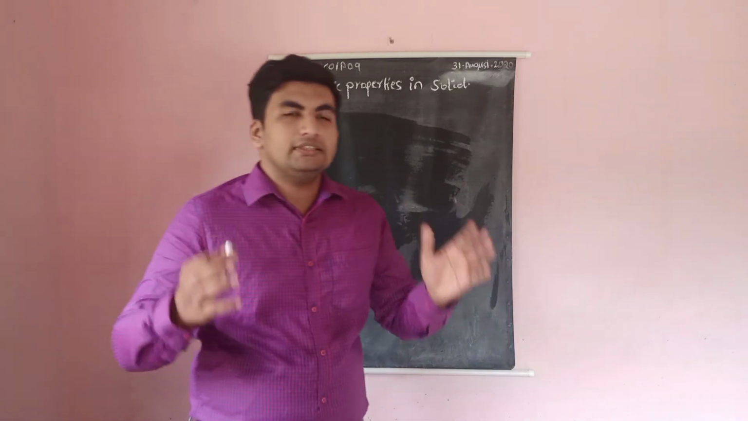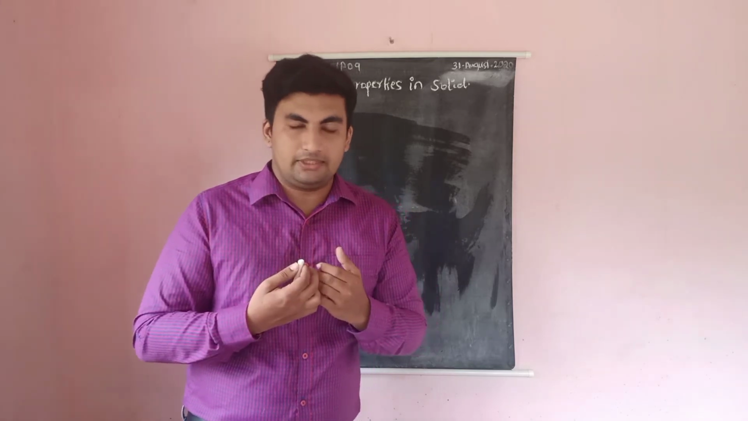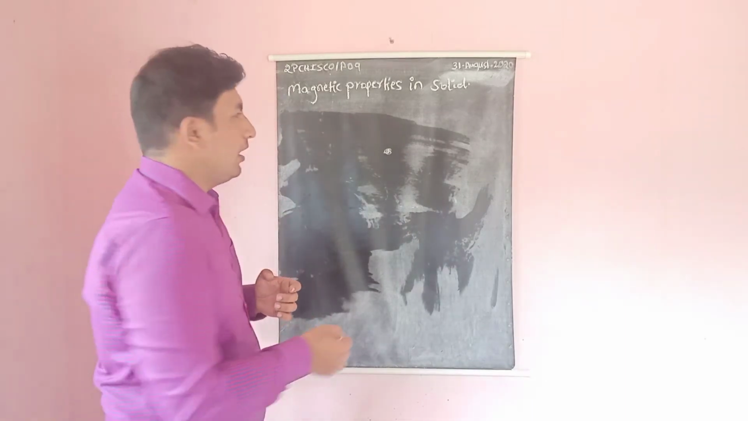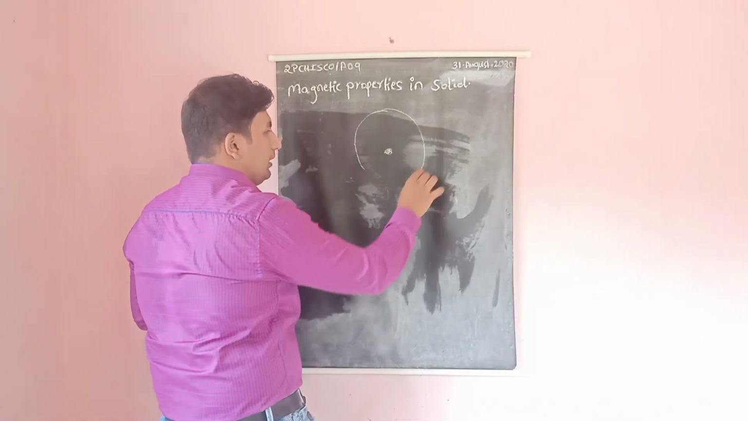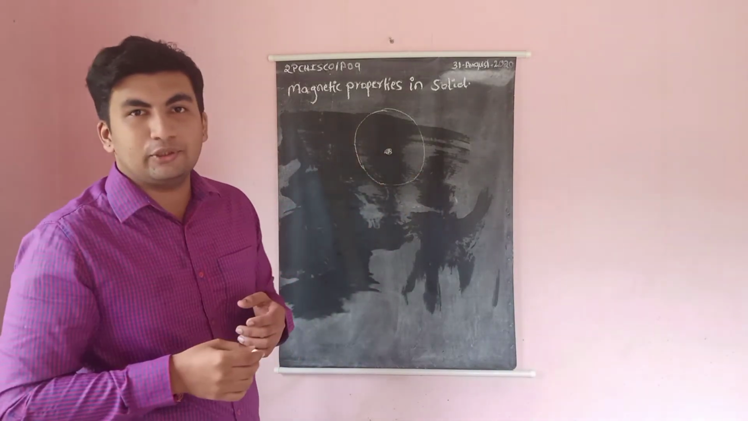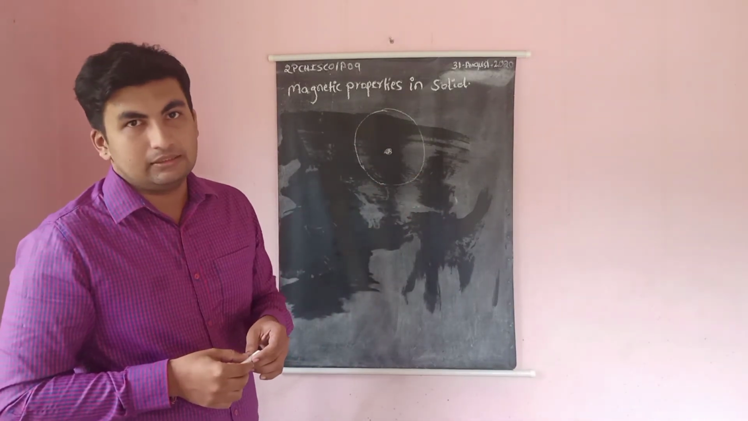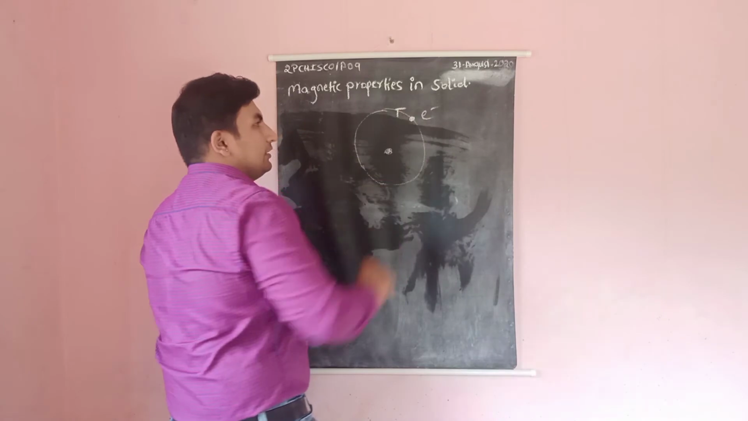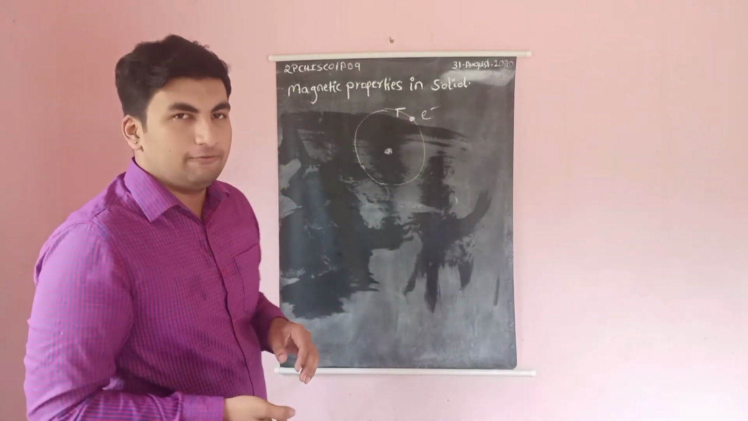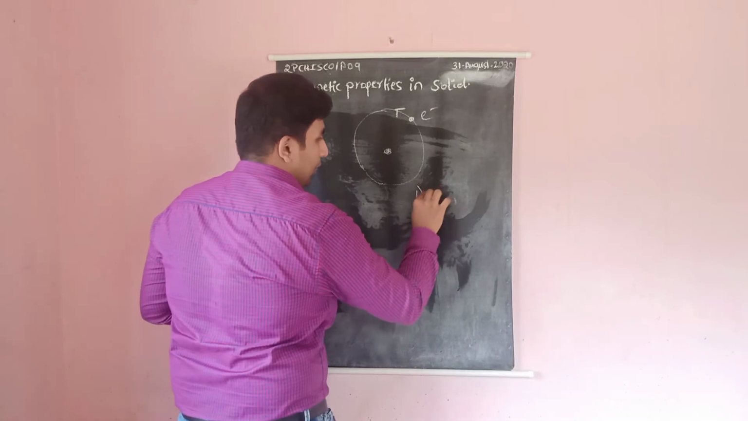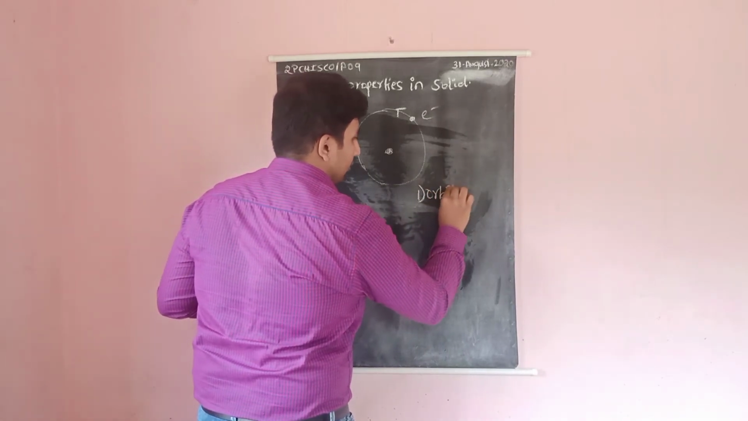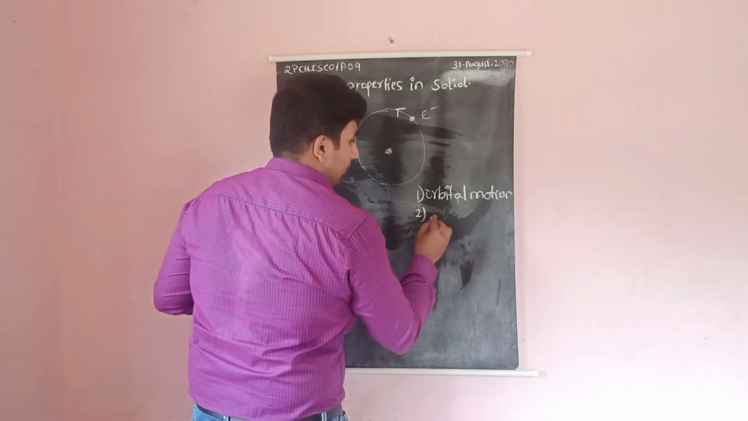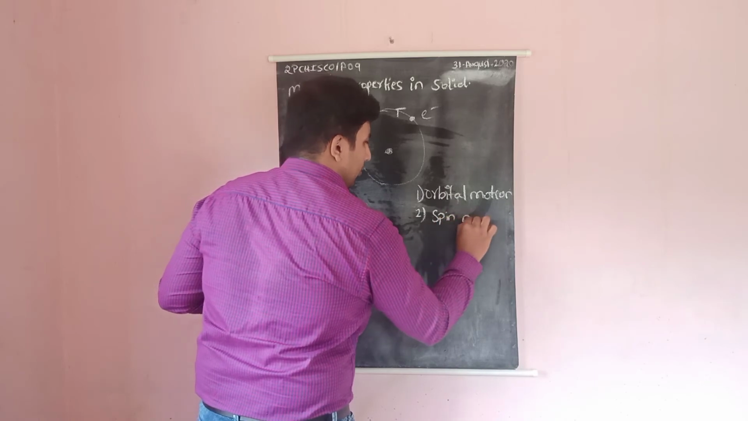You know that substances are made up of a large number of atoms. Atoms consist of a nucleus, isn't it? And electrons revolving around the nucleus in a circular path. This electron shows 2 types of motion. One is orbital motion. The second one is spin motion.